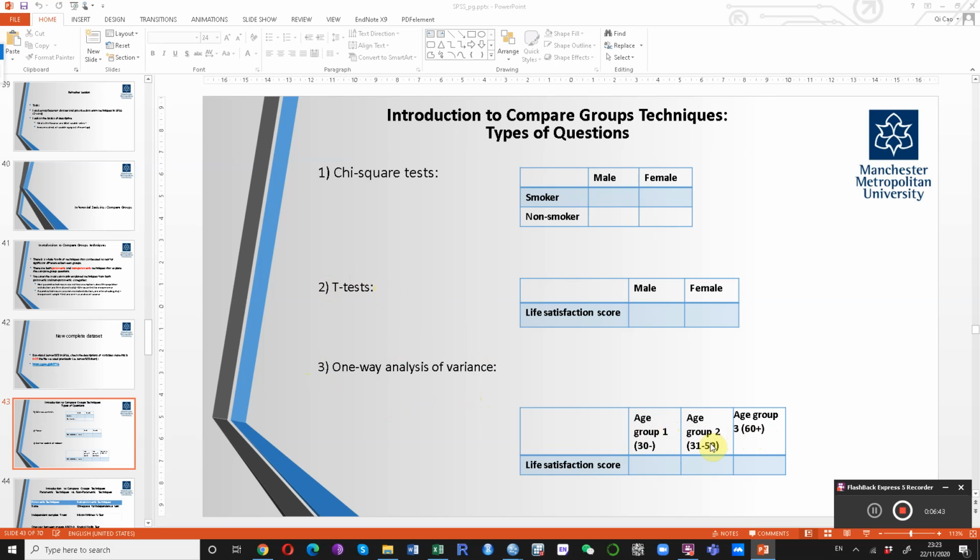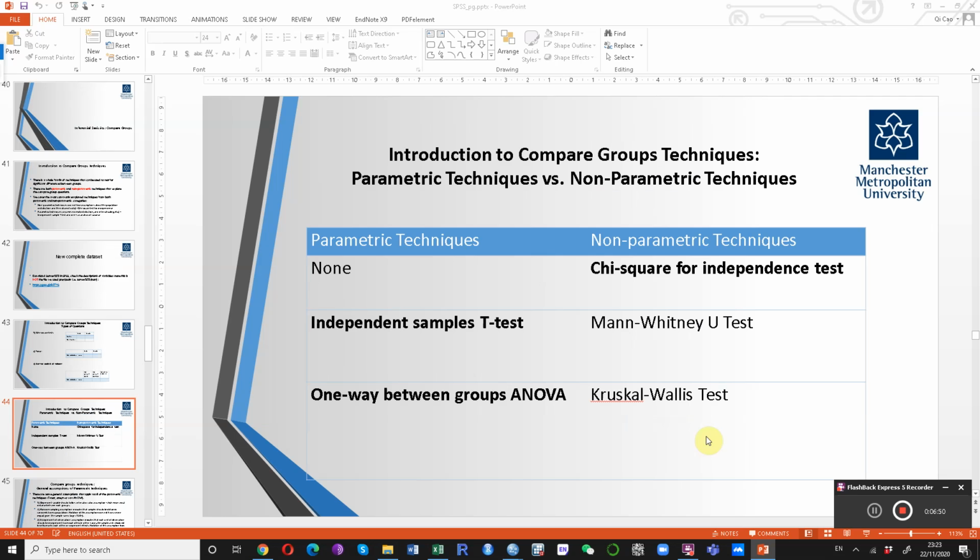Okay, but you also remember that we talked about parametric and non-parametric. That is because for each parametric test, you have a corresponding non-parametric test. That is in case that the normal distribution, for example, is not fulfilled. So chi-square test by itself is non-parametric, so there's no parametric comparison here because chi-square is comparing 2 categorical variables.